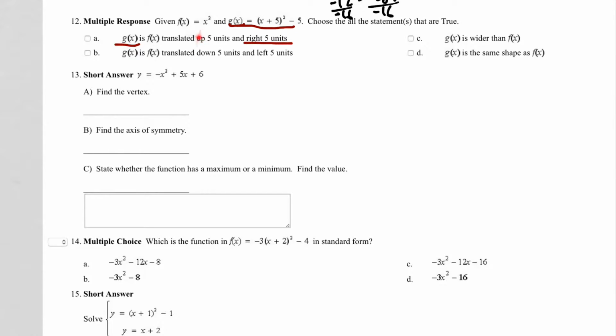Also, it says up 5 units. That doesn't make sense because it says minus 5 there. It should be plus 5 for up 5 units. Okay, so not A. A is incorrect. Let's cross it out.